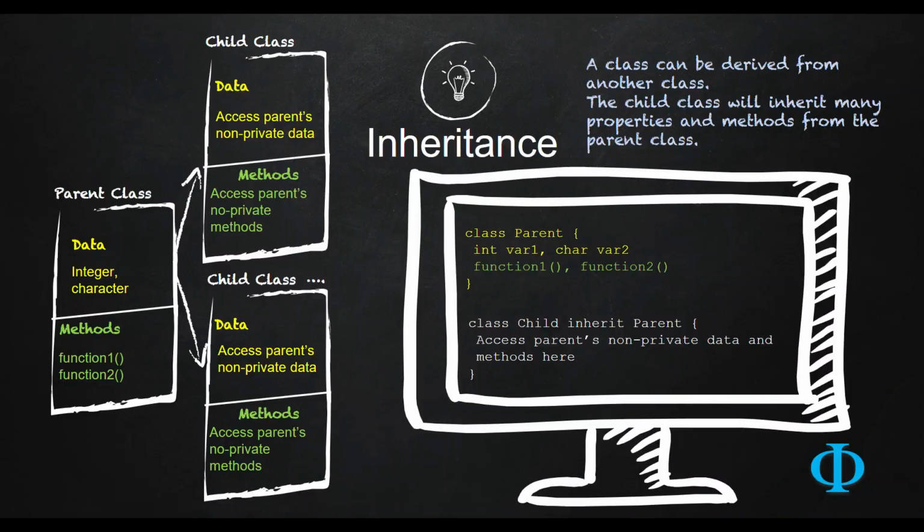Now, from this slide and in the next couple of slides, we are going to discuss another very important property of object-oriented programming, which is called inheritance. So, what is inheritance? As the name suggests, it has to do with inheriting some property from someone.